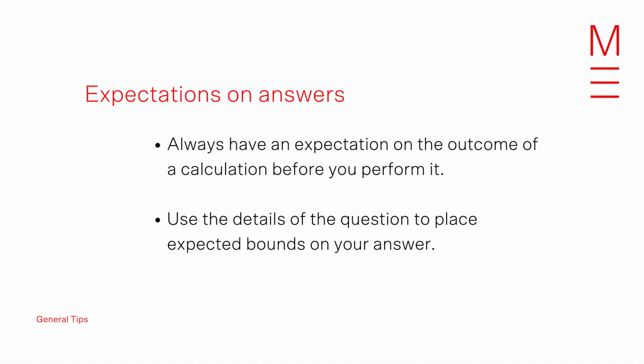Expectations on answers. The second exam tip is somewhat related to the first. You should always have an expectation of the outcome of a calculation before you perform it. In the simplest case, this means consulting your mental database of values. However, this only gets you so far. It's a good idea to use the details of the question and your qualitative understanding to place expected bounds on your answer. Let's use a simple example, Ampere's force law.